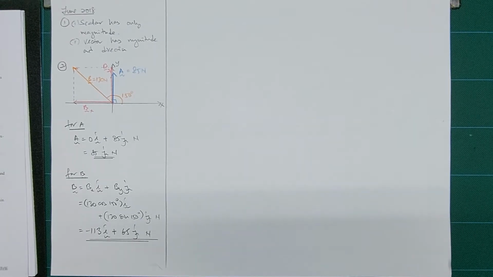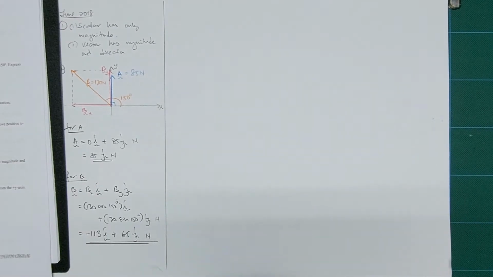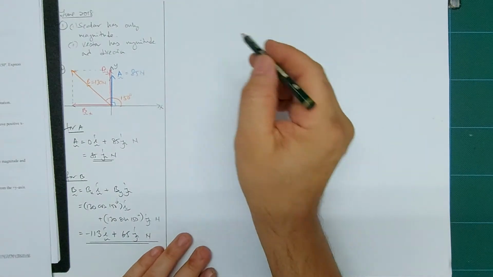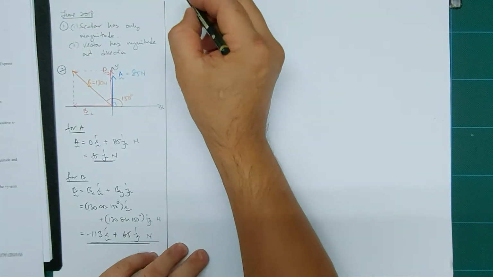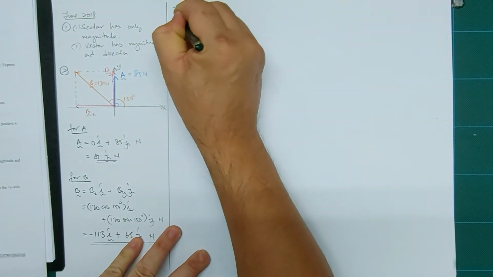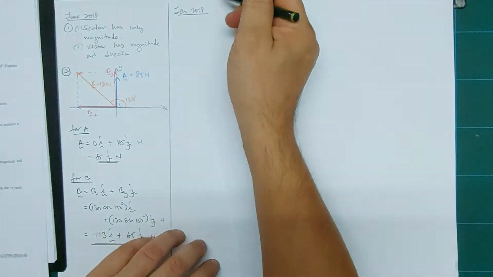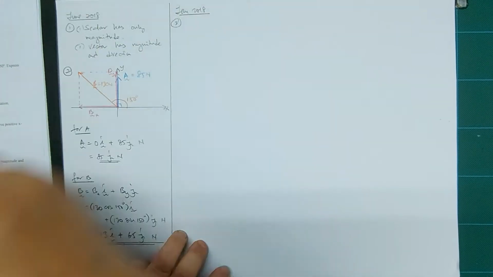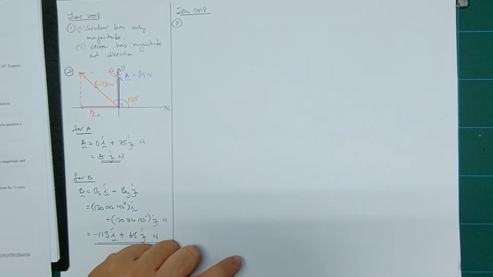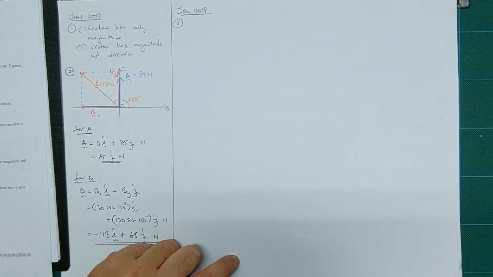Okay, next we have January 2018, question number 3. We have to define scalar quantities and vector quantities.